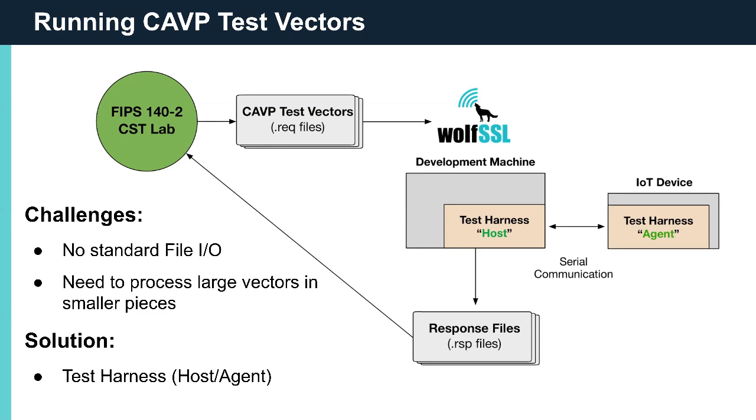Some challenges in the agent IoT device and the test harness being split in two is that there's no standard file IO on an embedded IoT device usually. Some of the test vectors are pretty large, so the harness has to chunk them up and run them in smaller pieces. The test harness being split between the agent and the host was the solution that we found that works pretty well for that.